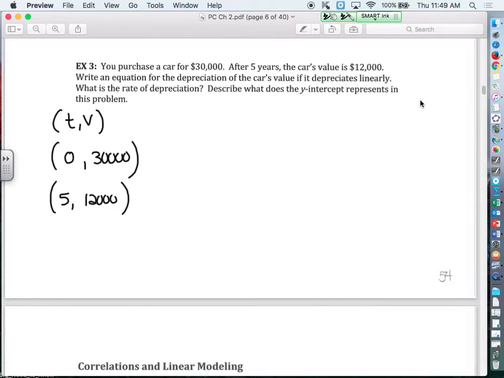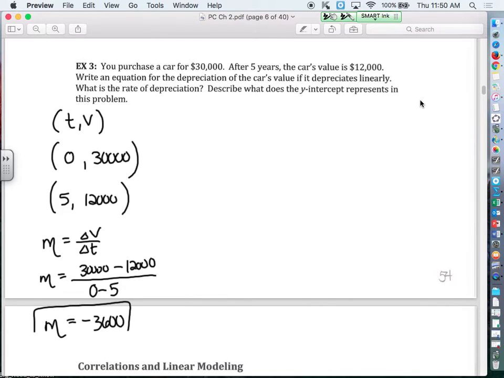So we're going to write an equation for that. The slope would be the change in the value divided by the change in the time. So 30,000 minus 12,000. And then we start with 30,000, so we'll start with 0 minus 5. If you subtract and divide, we get a value of negative 3,600 for our slope. And that's the rate that the value of the car is decreasing. That's why it's a negative value.